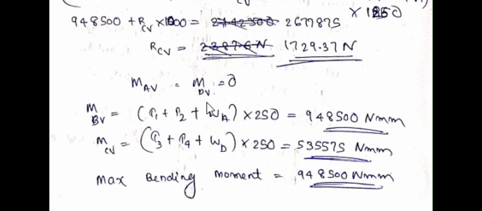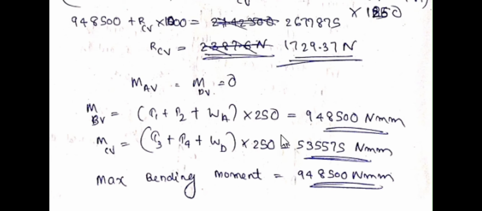Next, you need to find the moment. MAV and MDV will be 0, because the vertical moment at points A and D has no other force causing moment. But there will be vertical moment at MBV and MCV. MBV will be caused due to T1 plus T2 plus W, the net force of T1, T2 and W causing moment at point B. We are talking about only the vertical diagram. Similarly, MCV will be caused due to T3 plus T4 plus WD into 250.